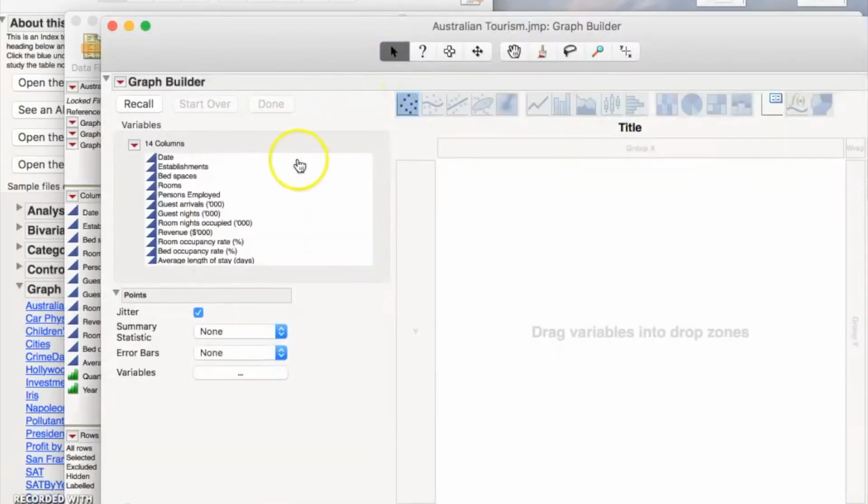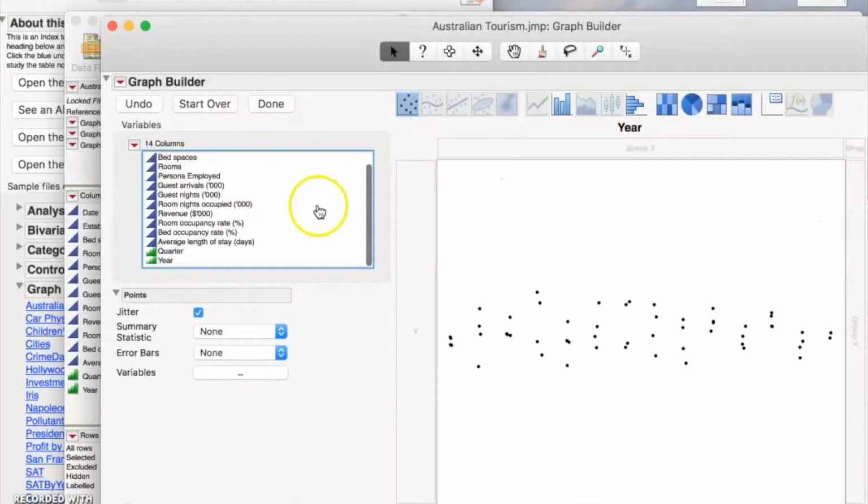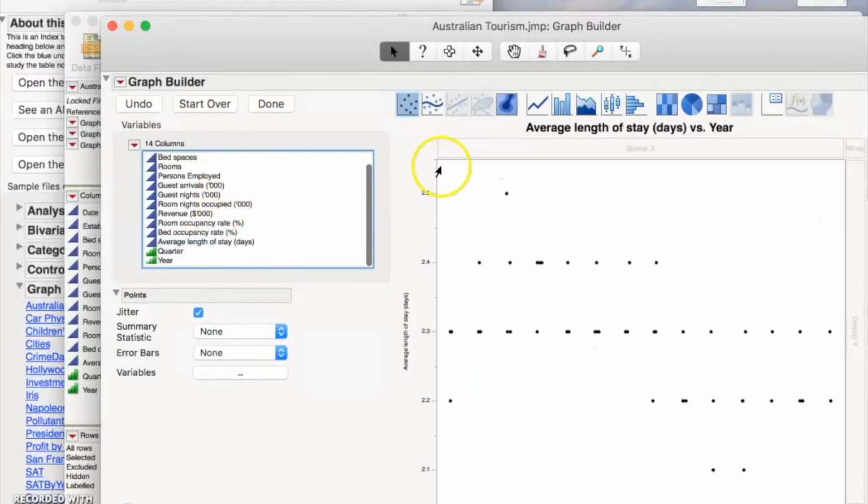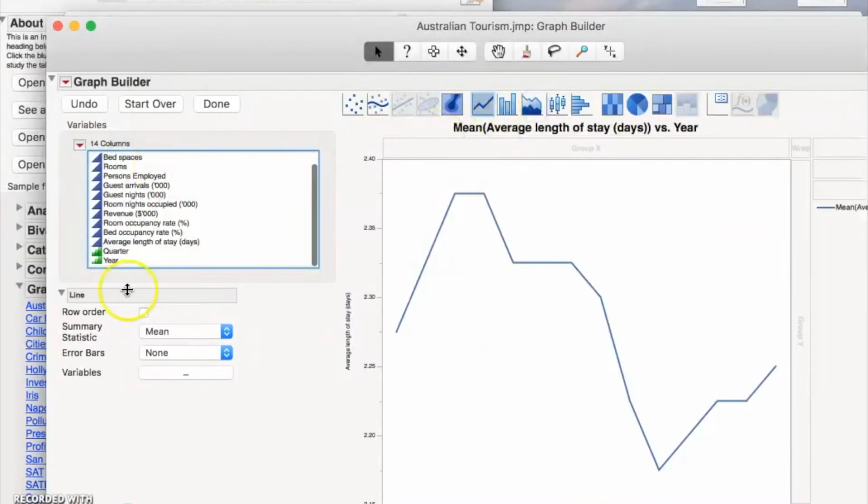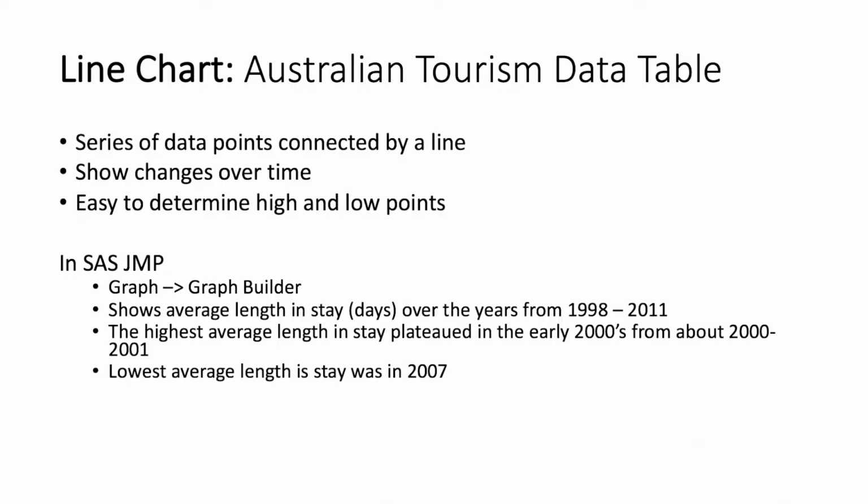Next, I will demonstrate how a line chart is constructed in JMP. Using a line chart, the series of data is connected by a line. The line shows the changes over time and makes it extremely easy to identify high and low points in the data points. Line charts are very useful when forecasting data in enterprise settings and other industries.